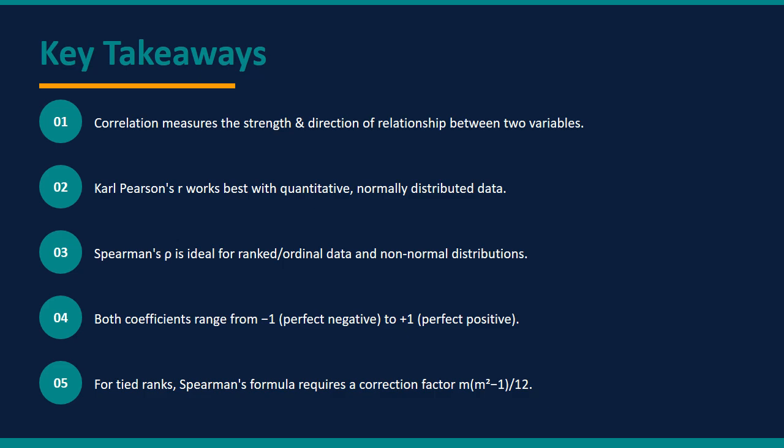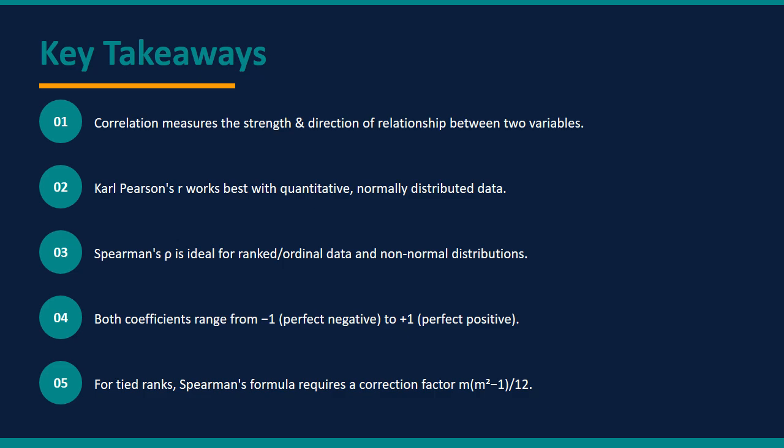An important takeaway from this presentation is knowing when to use which method. Use Pearson's correlation method when the data is precise and numerical and when a linear relationship is expected. And we use Spearman's rank when data is ranked or ordinal, when the relationship may be monotonic but not linear, and also when outliers are present.